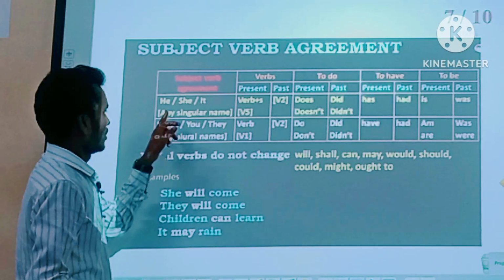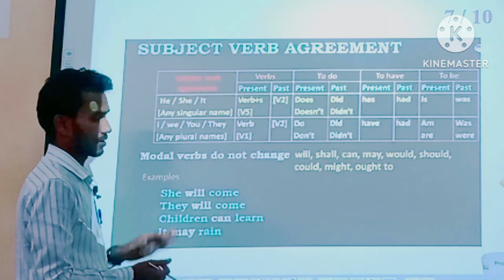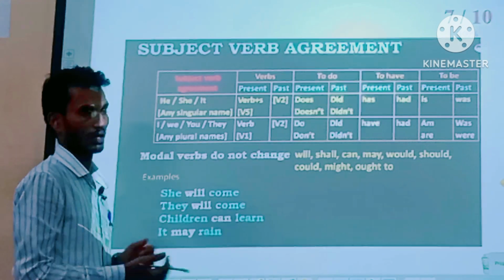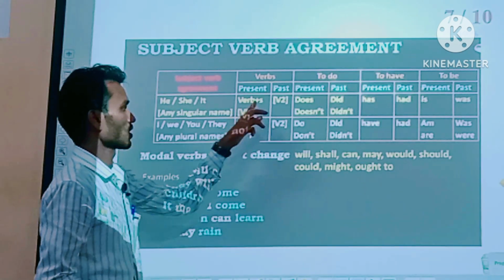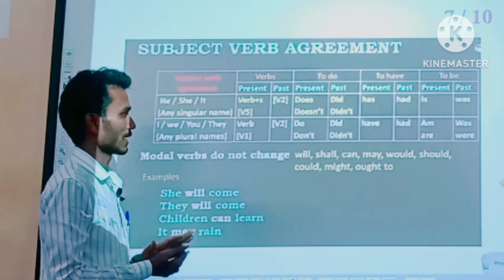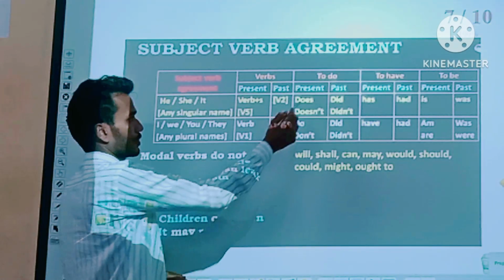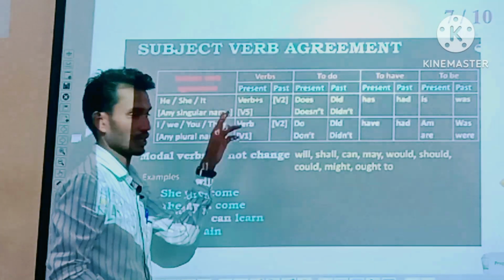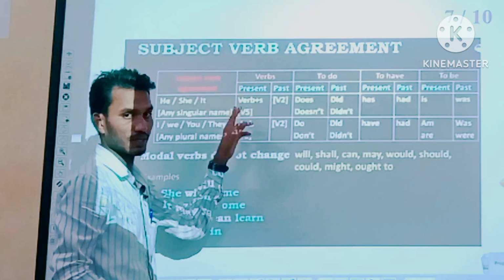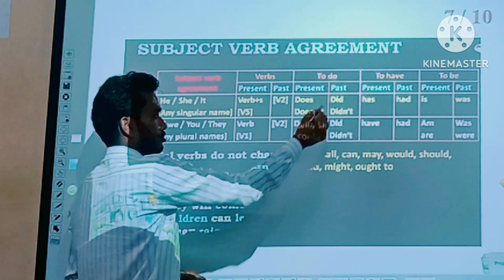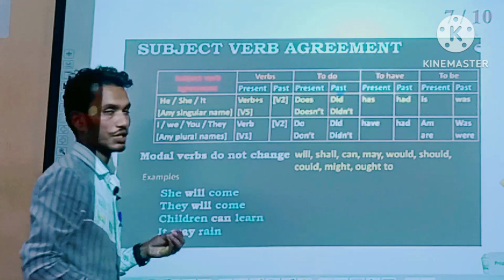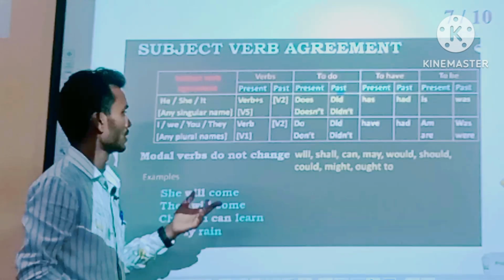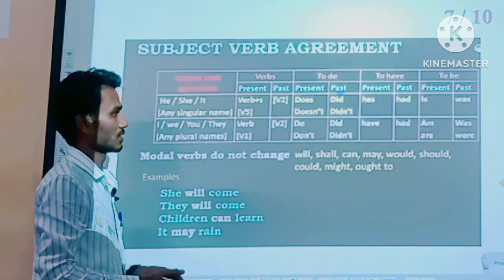Here, if the subject is third person singular, he, she, it, any singular, the verb form should be V1. We should use the do form, does, if the subject is third person singular. She does, he does, it does. But when it goes to past tense, we should use the did form. She did, he did, it did, right?